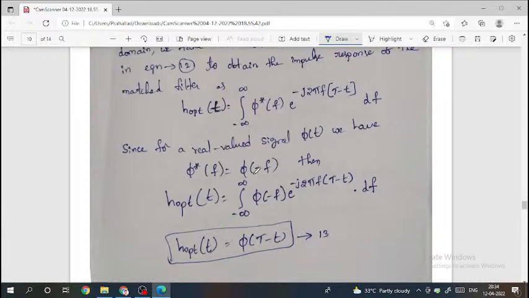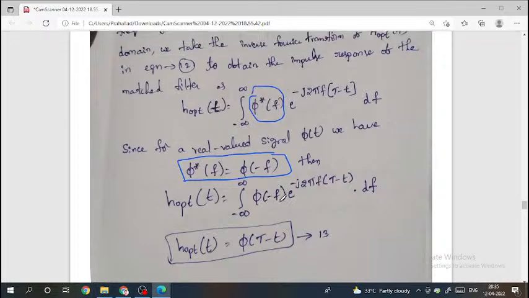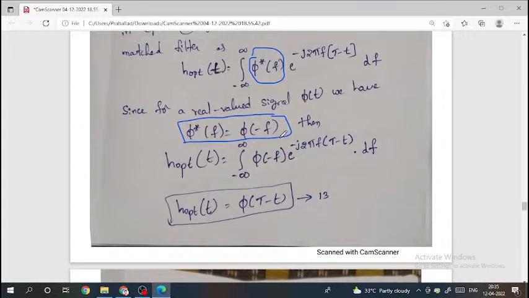Since for a real valued signal phi of t, we have phi star of f is equal to phi of minus f. This you know very well. This is also again from the concept of signals and systems. Complex conjugate is equal to phi of minus f. Then h optimum of t is equal to the integral from minus infinity to infinity of phi of minus f into e power minus j 2 pi f t minus T. So here in place of phi star f, we have substituted just phi of minus f.